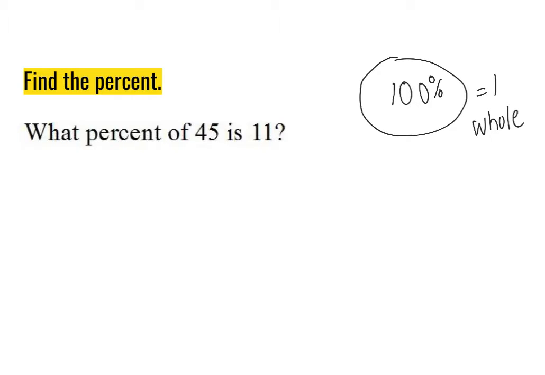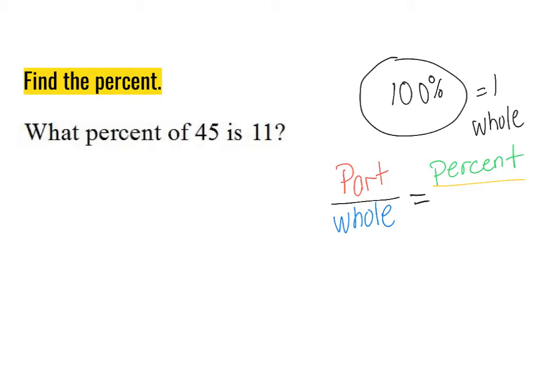Now, when we're trying to find the percent of a number, we have to think of the idea that part over whole is equal to a percent, whatever that percent may be, over 100. And then we have key words to kind of give us an idea of what the part or the whole is.